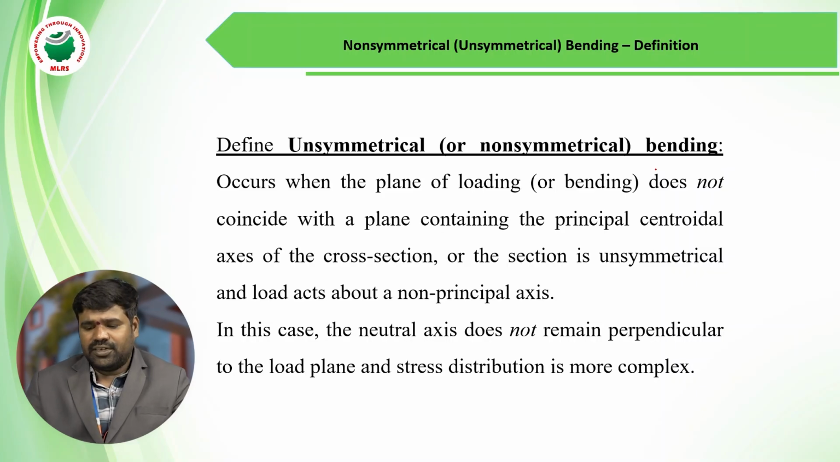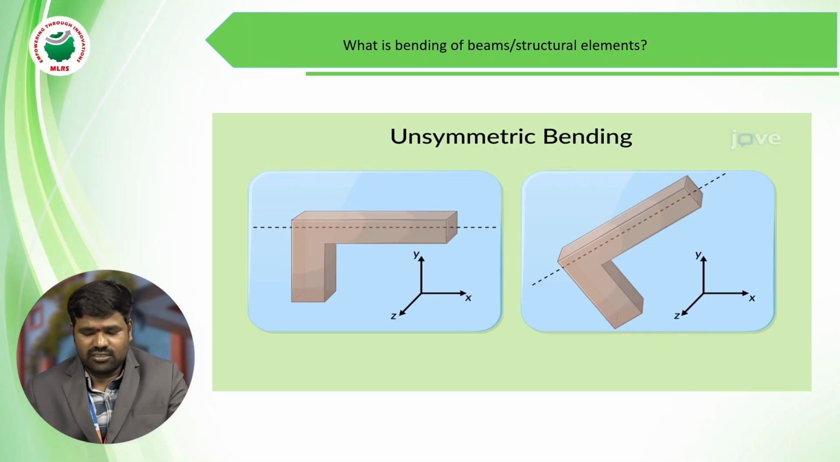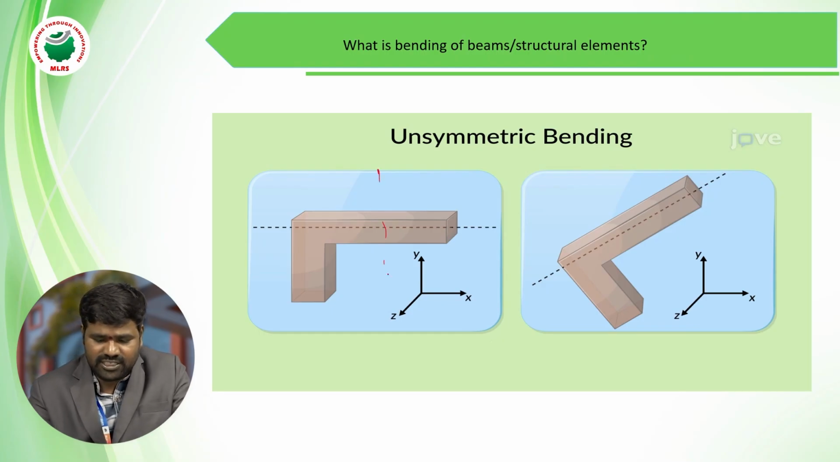Non-symmetrical or unsymmetrical bending occurs when the plane of loading or bending does not coincide with a plane containing the principal centroidal axis of the cross section. So it does not coincide. For example, angular sections. See this one: unsymmetrical bending. The x-axis and y-axis do not coincide, so it is called unsymmetrical bending.